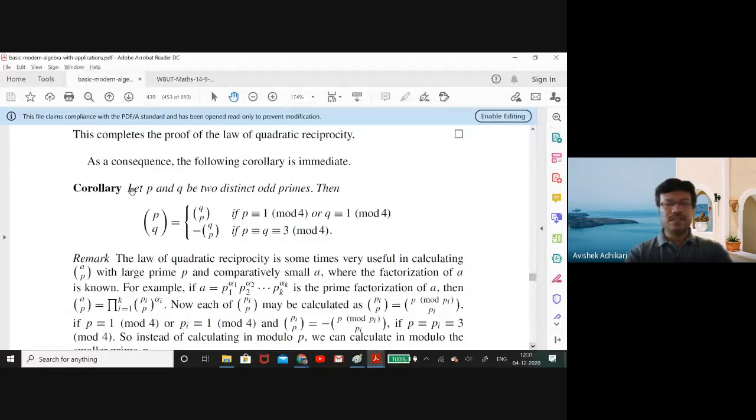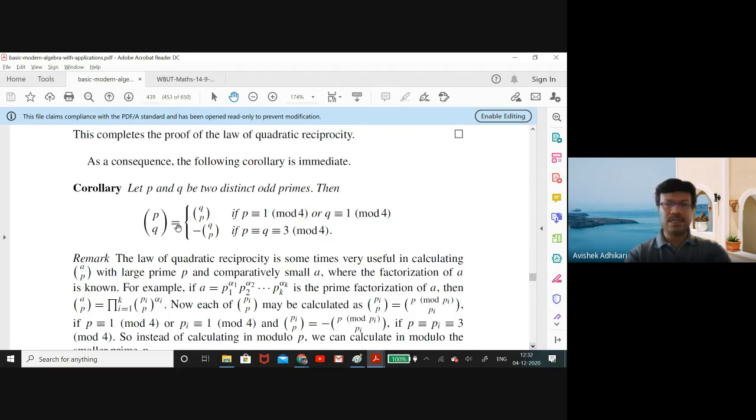From the same result, it says that (P/Q) is the same as (Q/P) if either P is congruent to 1 mod 4 or Q is congruent to 1 mod 4. If any of P or Q is of the form 1 mod 4, then if I just replace by the reciprocal, these values will be the same. But if both P and Q are of the form 3 mod 4, then this value will be the opposite of the other. This is known as the law of quadratic reciprocity.